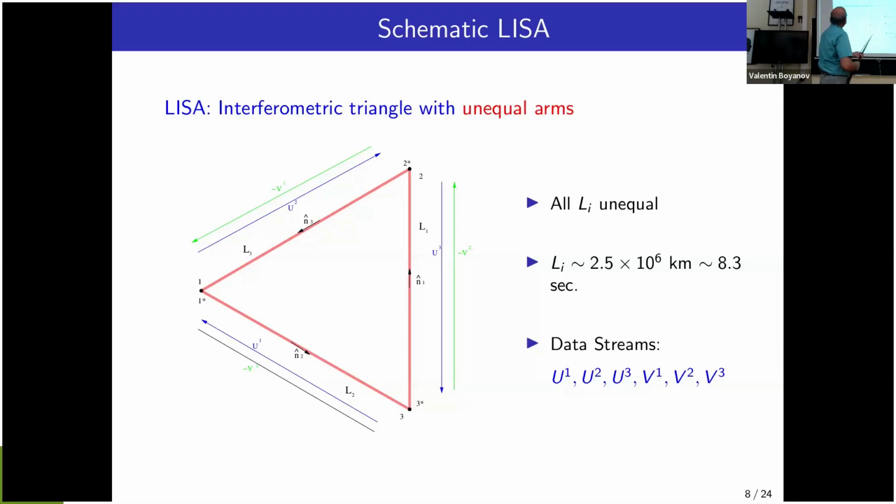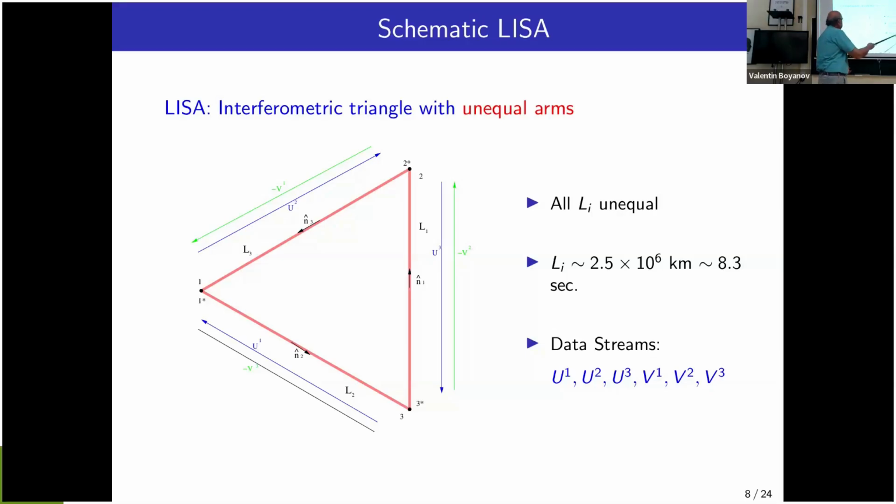You take U1. Where is U1? Yeah, U1 is this. It goes from spacecraft 3 to 1. So you send a laser light there and measure the data. You mix it with another laser on spacecraft 1, and you get this data stream U1. Similarly, you get U2, which is here, and U3 is like this. U2 is from 1 to 2, 2 to 3, and so on. And V1, V2, V3 are the other way around.